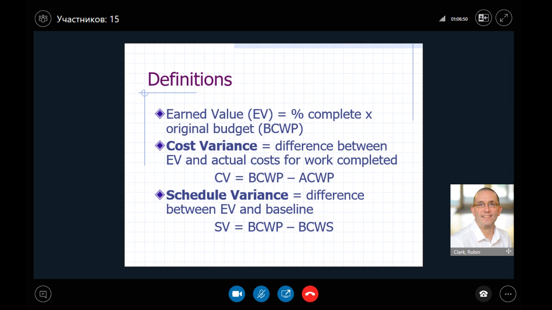Okay, so we also then have this other additional term that's called the actual cost of work performed, the ACWP, and that's actually the money that we spent at that particular point in the project. So we have the budget, we have the plan, we have what we've earned so far in terms of value in the project, and what we've actually spent.